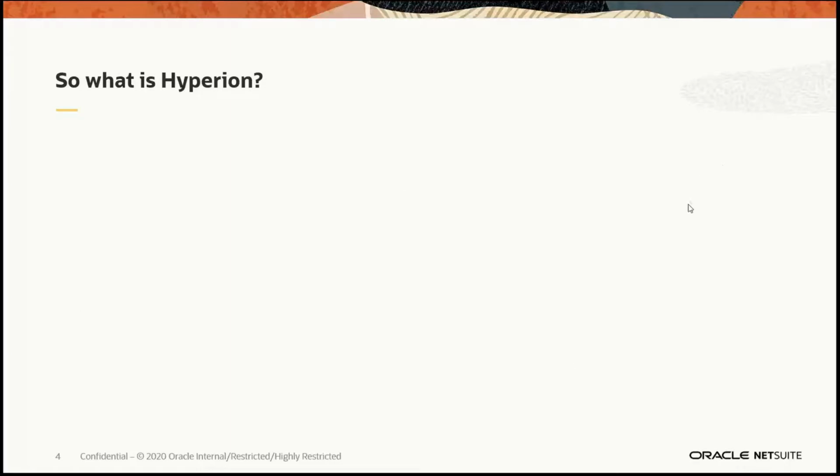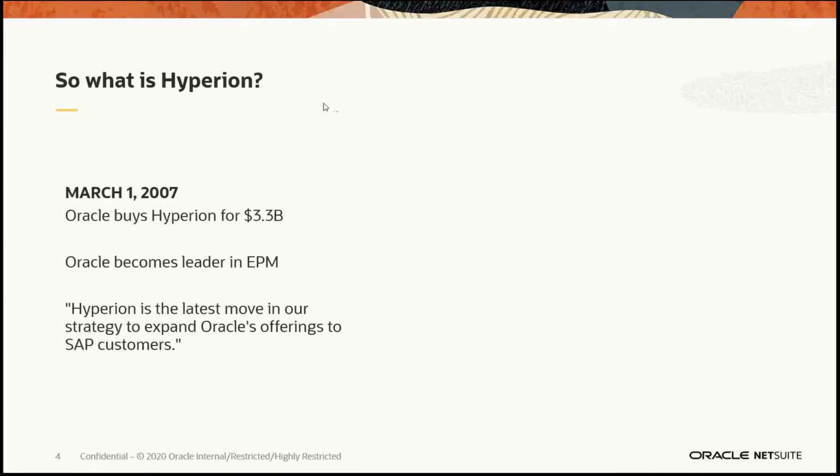So for those who don't know, what is Hyperion? Back in 2007, Oracle acquired Hyperion for $3.3 billion. Back in those days, it was very much on-premise and in a room probably the size that you're sitting in now watching today's presentation, which used to cost $1 million to purchase and $250,000 per year to maintain and support.